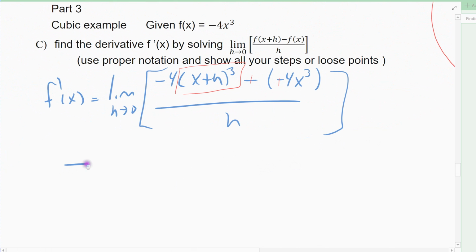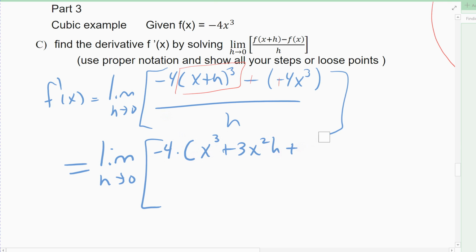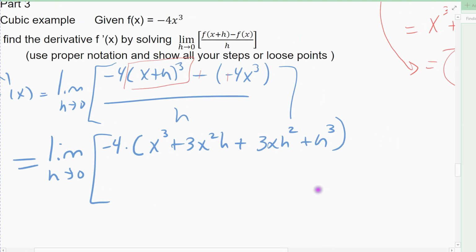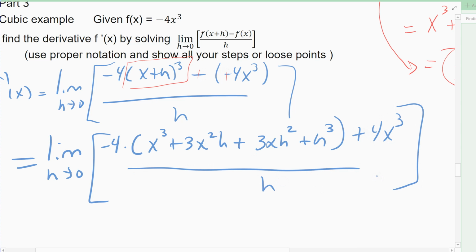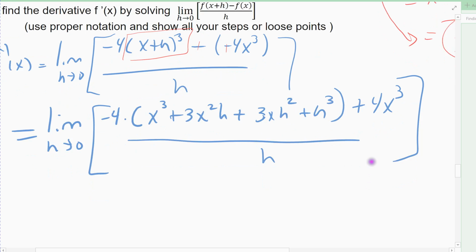Now plugging it into my actual function: equals the limit as h approaches 0 of, don't forget the negative 4 still up front, negative 4 times that cube, which was x cubed plus 3x squared h plus 3xh squared plus h cubed in parentheses. And then I'm changing this from a negative to a positive 4x cubed, still all over h. I'm going to double check and make sure I've got everything correct: x cubed, 3x squared h, 3xh squared. Okay, I'm good.